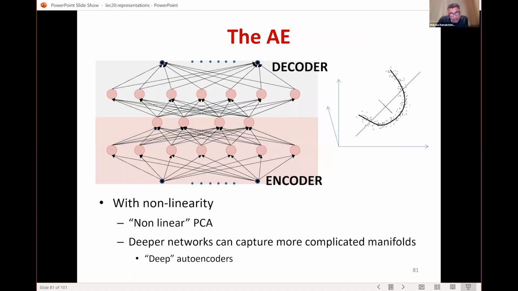And so the network is going to end up performing nonlinear principal component analysis. So here, for example, if I have an encoder and a decoder of this kind with nonlinearities, this decoder is going to represent some nonlinear surface of this kind. And the encoder is going to capture some hidden representation, which is essentially some position on this nonlinear surface. And as your network becomes deeper, with more complex architecture, the nonlinear surface that the network can capture becomes a more complicated manifold. These are the deep autoencoders.